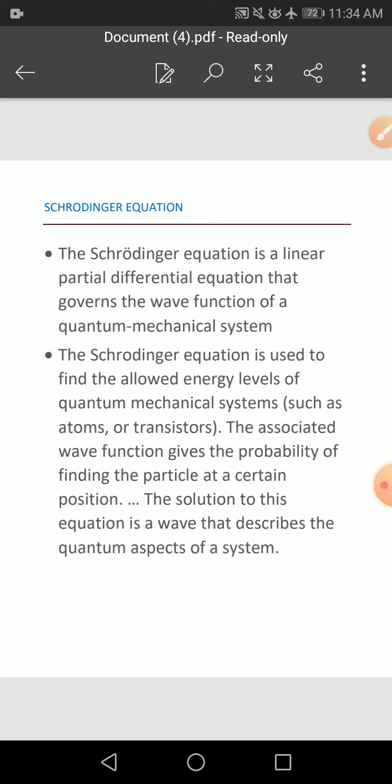The solution of this equation is a wave that describes the quantum aspects of a system. So the wave function psi gives the probability of finding a particle in a certain state, and the solution is the wave function. This wave function describes all the characteristics of the quantum mechanical system.